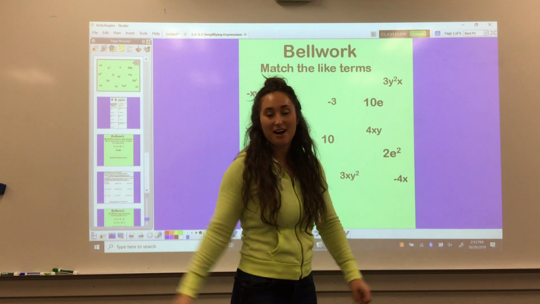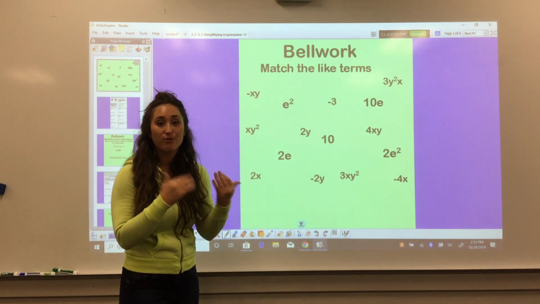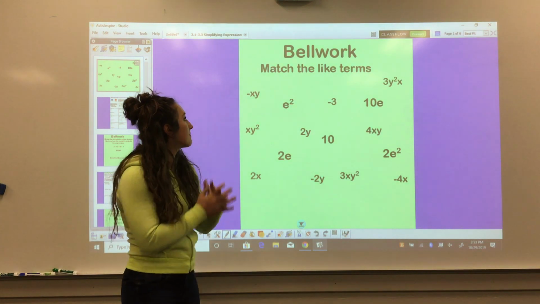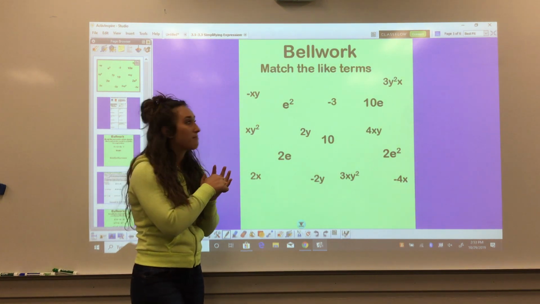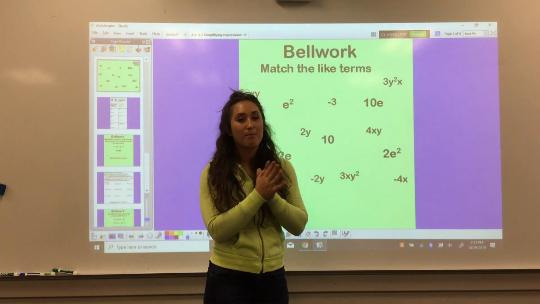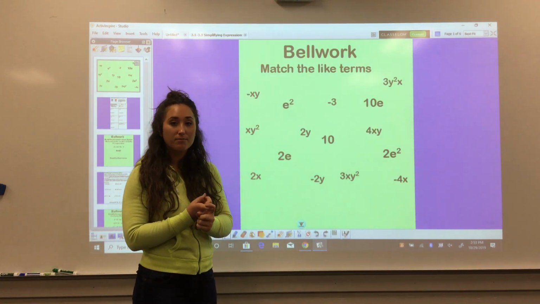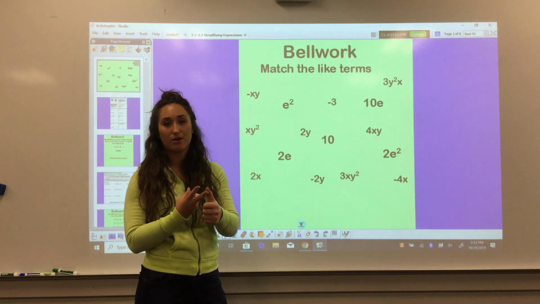Alright, hey guys. We're going to start by going over the bell work, so if you put it away, you can bring it back out. The bell work asked you to match the like terms. So if you remember from your vocab, like terms have the same variable and they have the same exponent part.